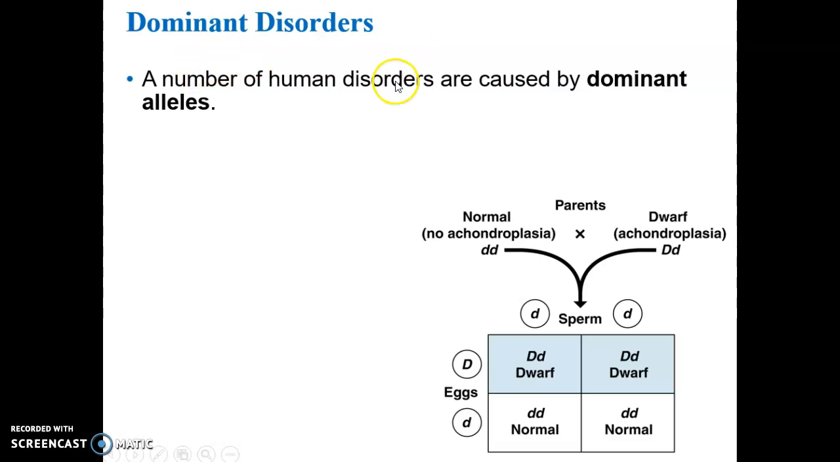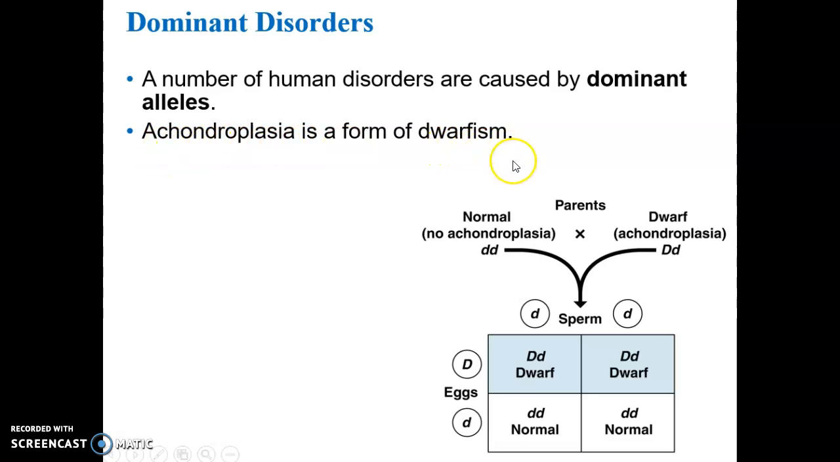So a number of disorders are caused by dominant alleles. For example, achondroplasia is a form of dwarfism. It's a dominant genetic disorder, which means if you have the dominant allele, in this case a capital D, you will have the dwarfism appear on you physically, the phenotype. If you are normal, in the sense of not a dwarf based on this condition, then you have to be homozygous recessive, which most of the population actually is, okay?